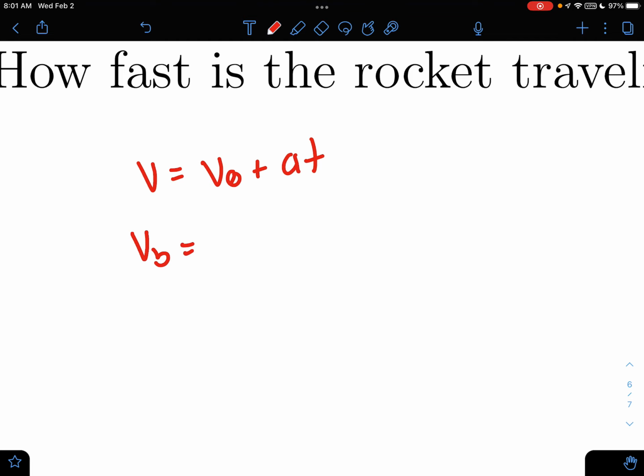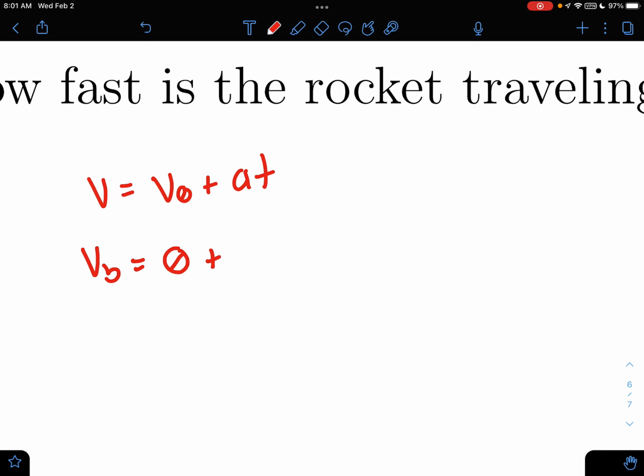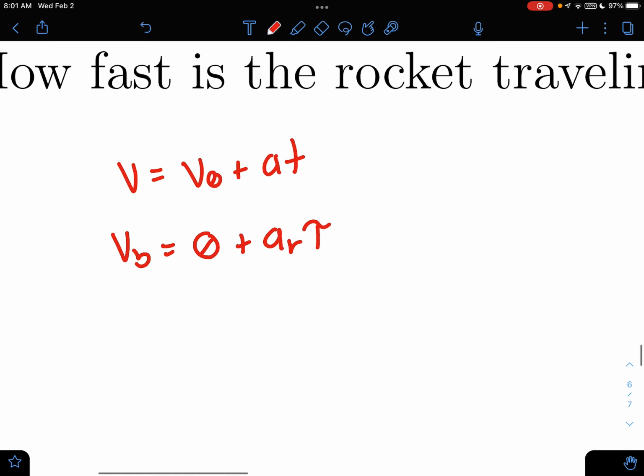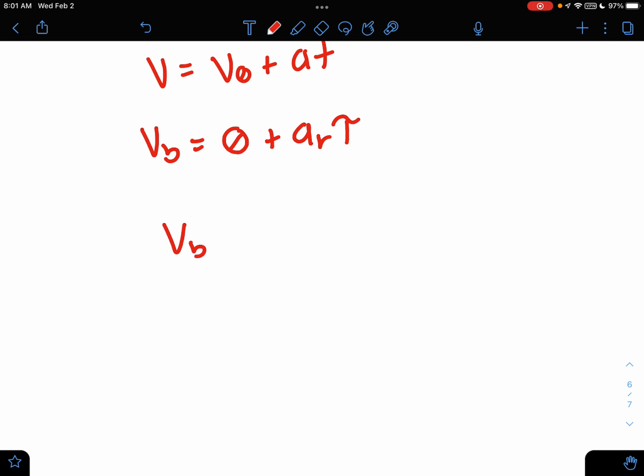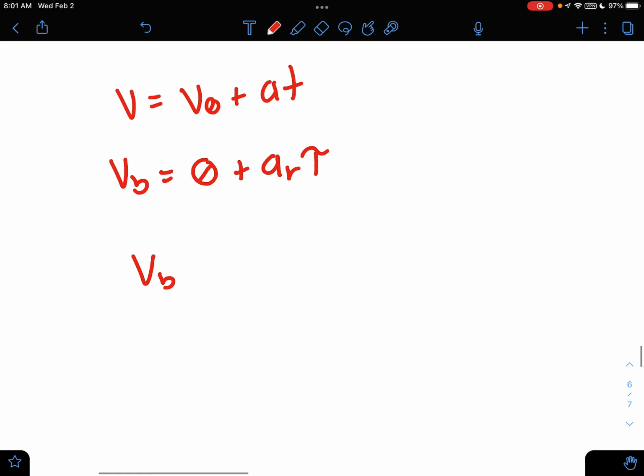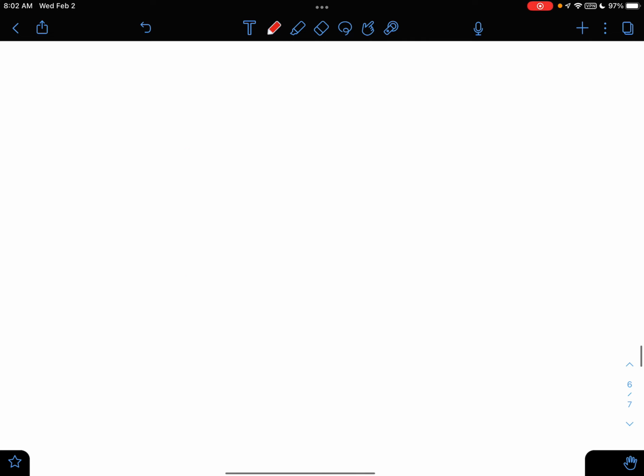VB equals our V naught, which again, since we're just starting from launch, is 0, plus our acceleration of the rocket, times our time, which is again that tau, because that's what's passing that time. Right? So again, we have our velocity of the rocket at that time in terms of two things that we know. We're given this acceleration and we're given this tau. So I'm just going to go over here and plug it in.